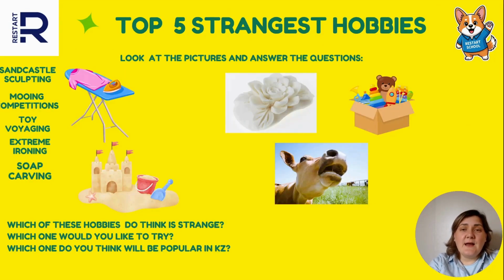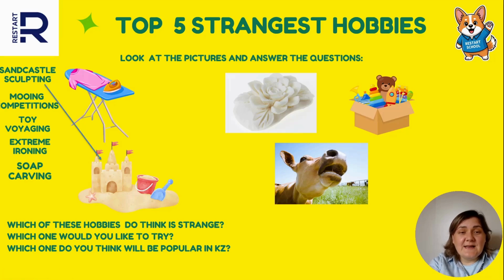Okay, now we have some vocabulary topic that we will discuss today. Look at these pictures, please, and try to match the pictures with the words that we have here. So we have sandcastle sculpting, we have mooing competitions, we have toy voyaging, we have extreme ironing, and we have soap carving. Yes?